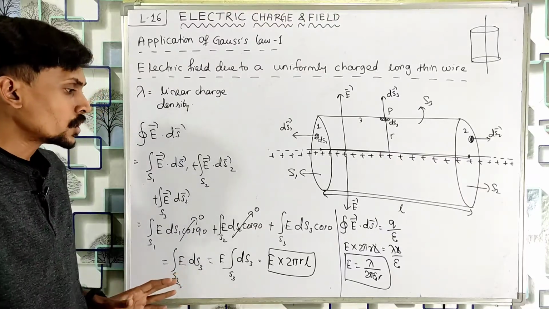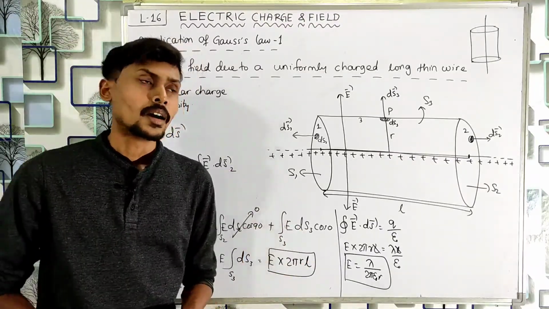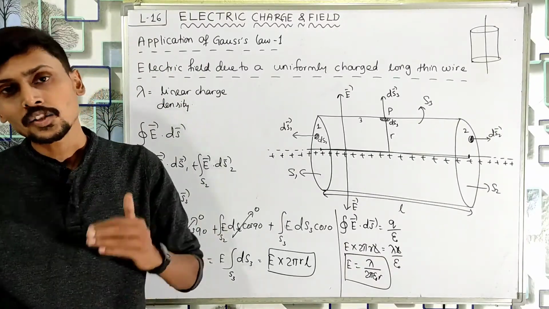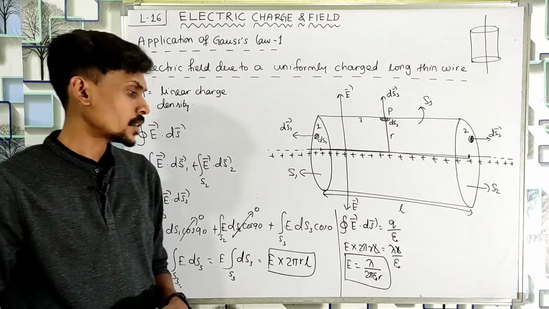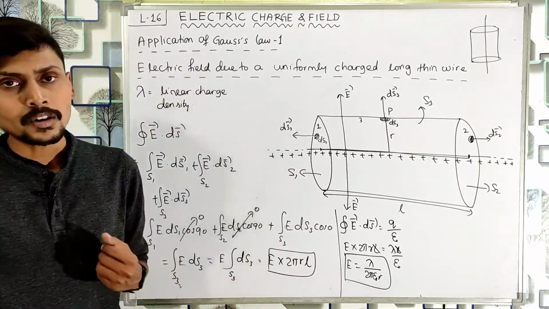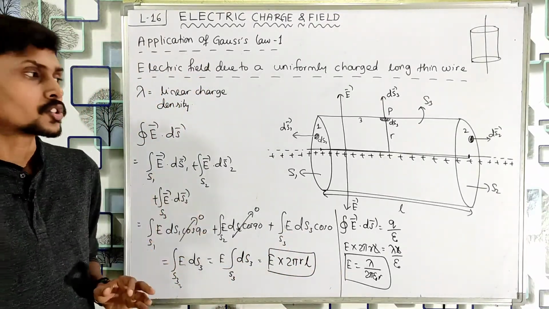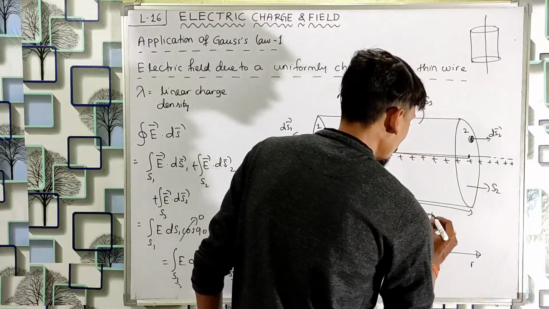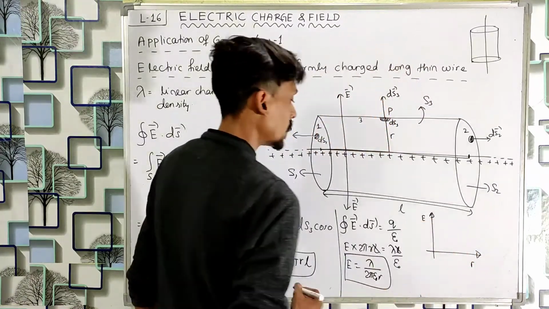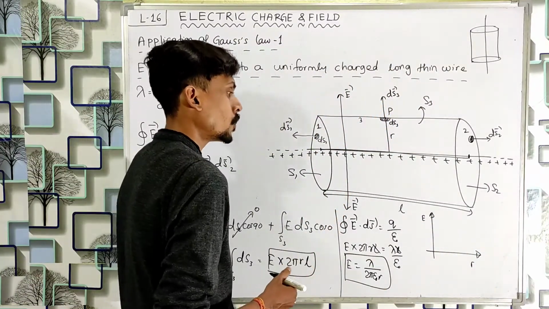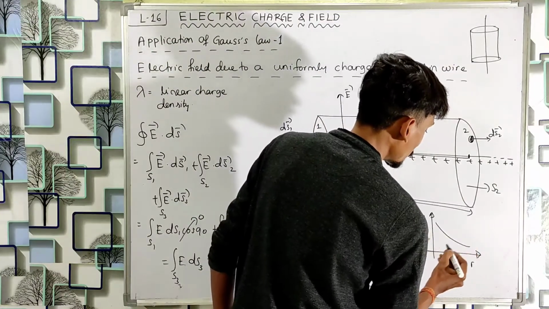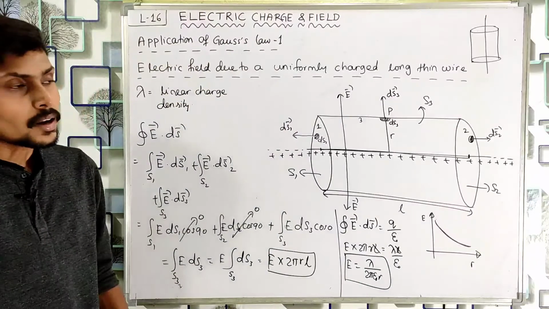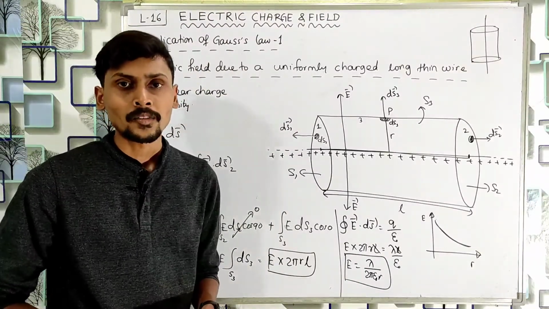Is that clear? So this is the expression for the electric field due to an infinitely long uniformly charged wire at a distance r from it. And here you can see that the electric field varies inversely as the distance from the charged wire. If you draw a graph between electric field and the distance r for this uniformly charged wire, the graph will be like this. With the increase in distance, the strength of the electric field decreases.